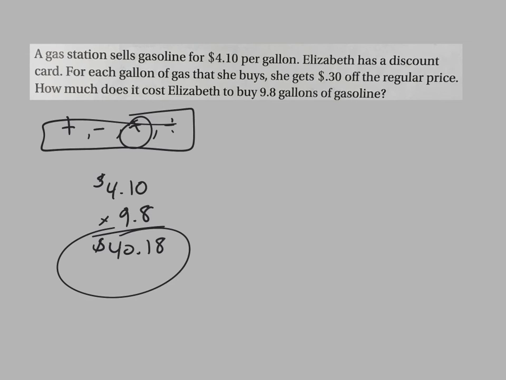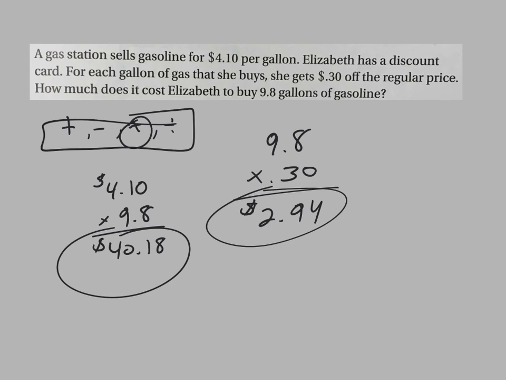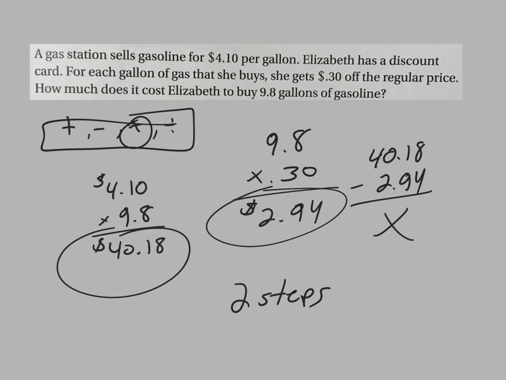So now we have to figure out her savings. If she buys 9.8 gallons, and she gets 30 cents off each gallon, 9.8 times 30 cents, she would be saving $2.94. So really what we would end up doing is taking $40.18, subtracting $2.94 to get our answer. So some problems might have two steps. All right, last one.